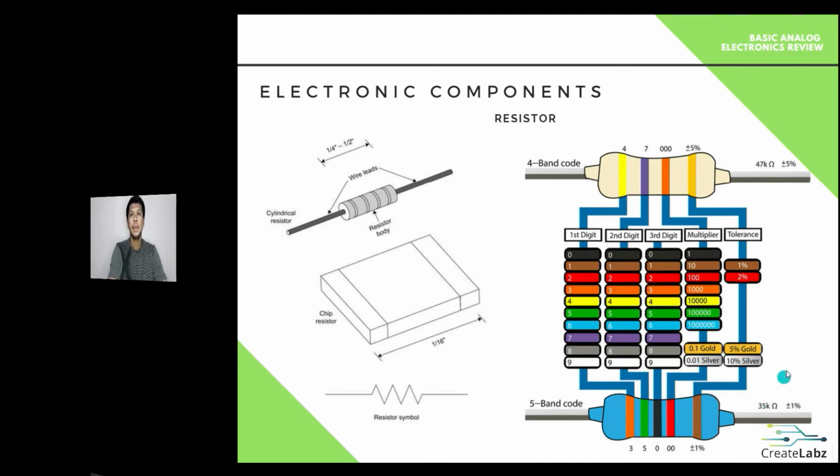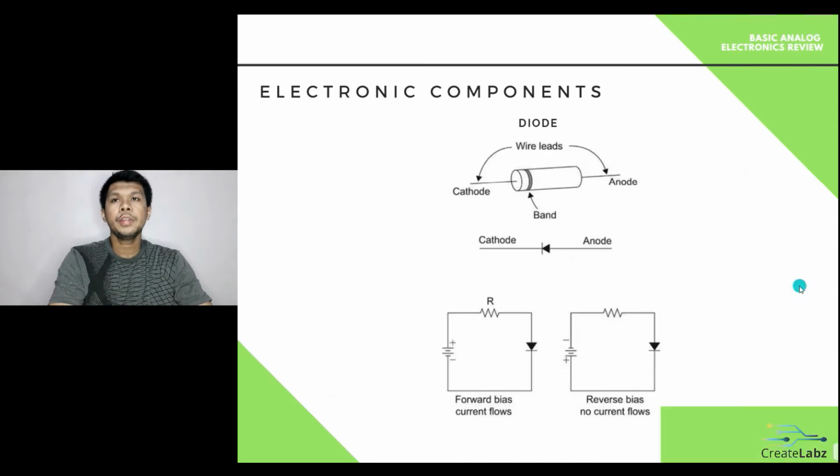Next electronic component is the diode. The diode limits the direction of current in one direction only. You notice that we have a band in one of the sides of the diode. This band usually represents the negative side or the cathode. The other end is the positive side or the anode. The electrical symbol for the diode is like this.